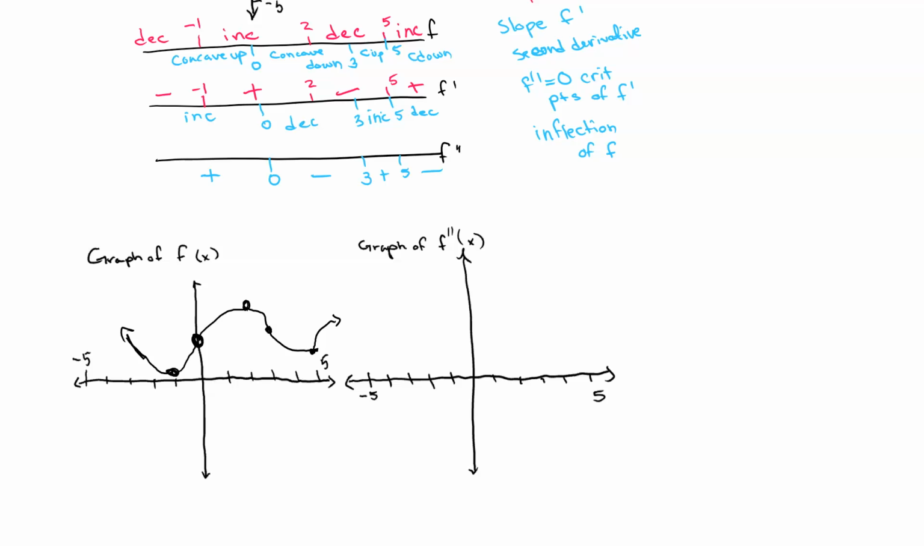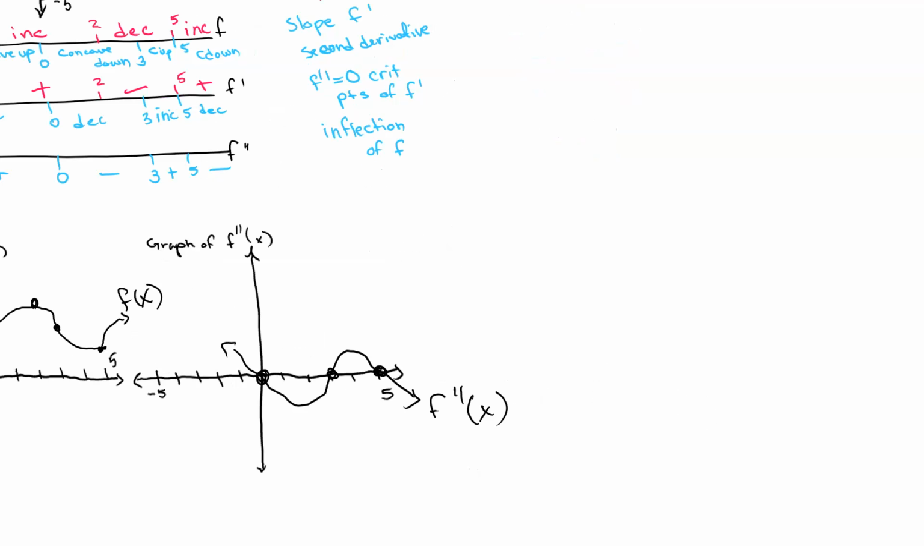All right. Our second derivative graph, our x-intercepts are now going to be at 0, and 3, and 5. We're positive, then negative, then positive, then negative. This is f of x, this is f double prime. All right, go ahead and try the you do.